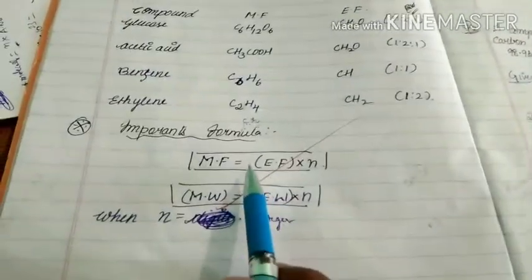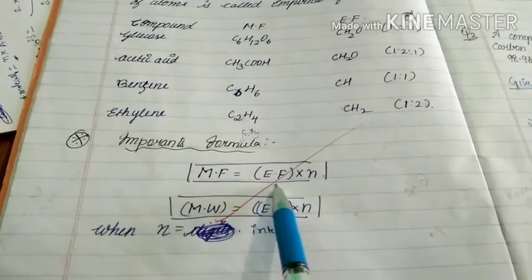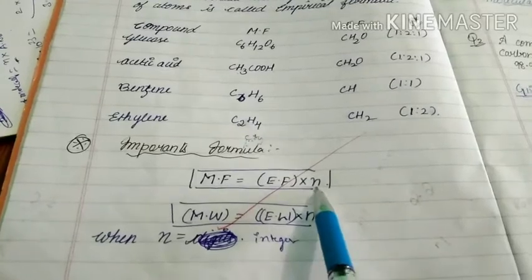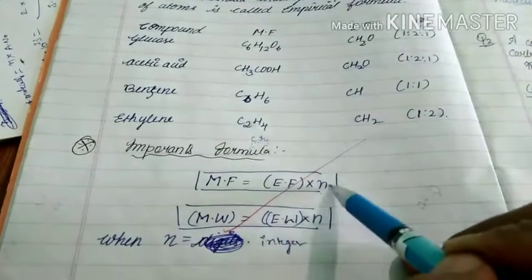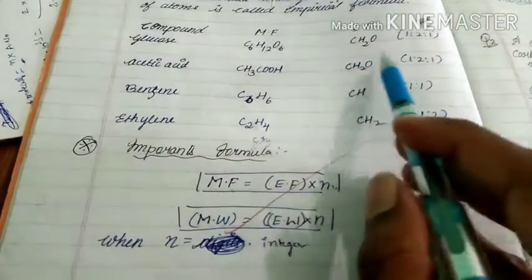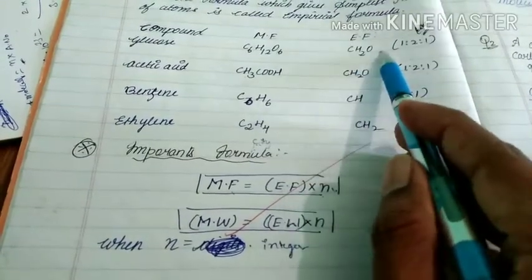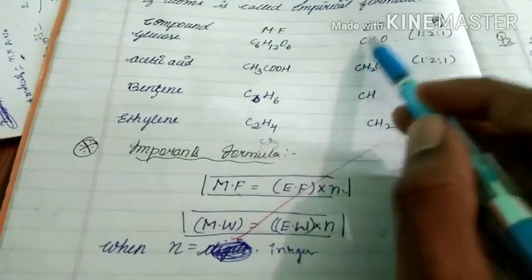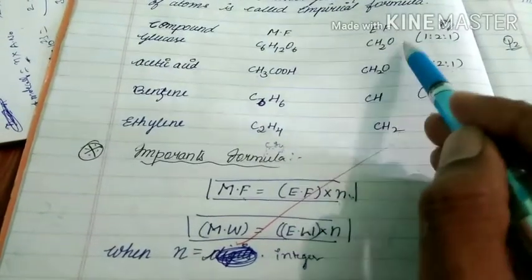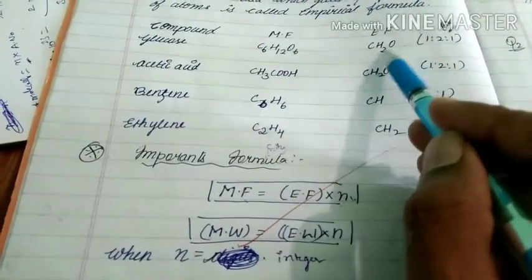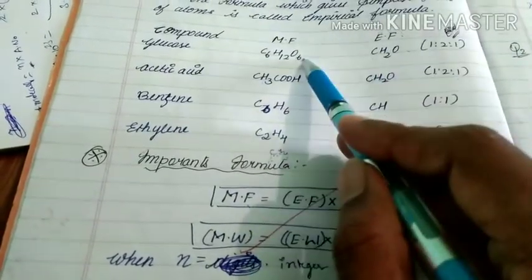Here one important relation is there regarding this one, that is molecular formula equals empirical formula into n. n means what? Integer. Suppose if the empirical formula is multiplied by one factor, then we get the molecular formula. Suppose this CH2O is multiplied by 6, then we get this formula. How? C6, 6 into 2, 12 hydrogens. Next is 6 into 1, O6.